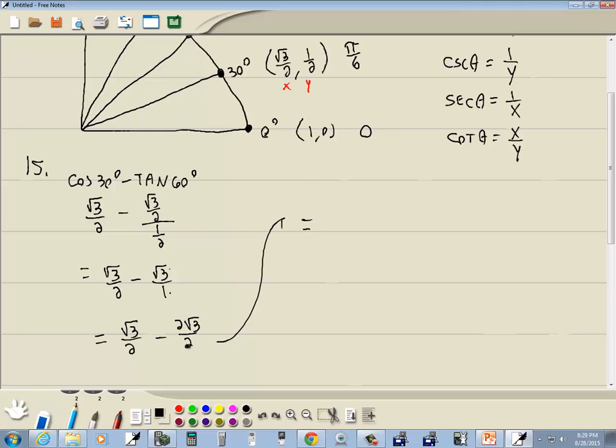Now that they have the same denominator, I'll add or subtract the numbers that are out on top. Now remember, there is no number before this square root of 3, so remember there's a 1 there. So we got 1 minus 2, which gives us negative 1 square root of 3 over 2, or simply negative square root of 3 over 2. And that would be our answer.